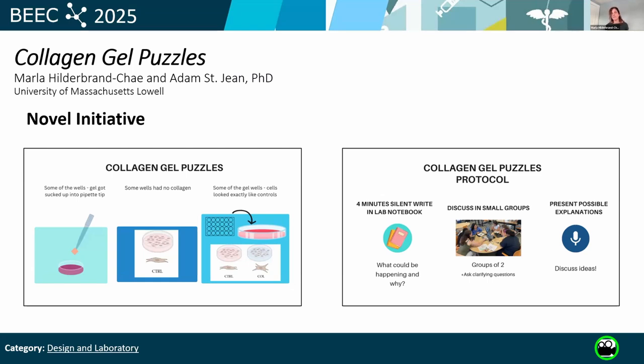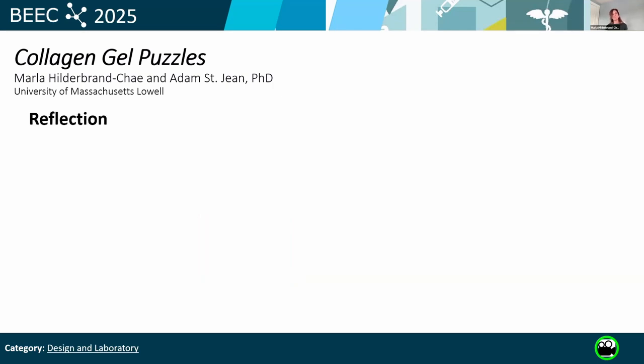And then the intentional groupings paired students who were academically and professional skills aligned, so that maybe an anxious student was not paired with a student who was super confident and would overtake the conversation. And so by the end of the class, we were able to get possible examples of what could have happened in these collagen gel puzzles. And I'll hand it back to Adam for our reflection.